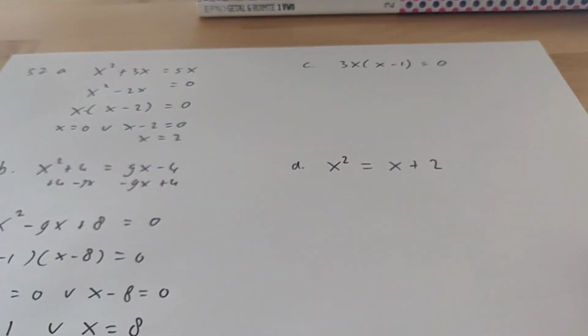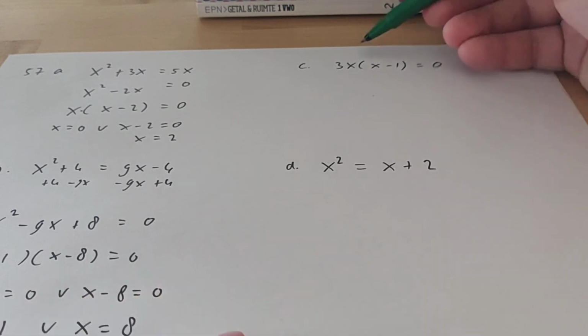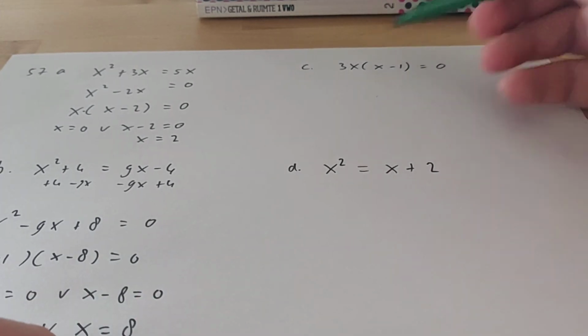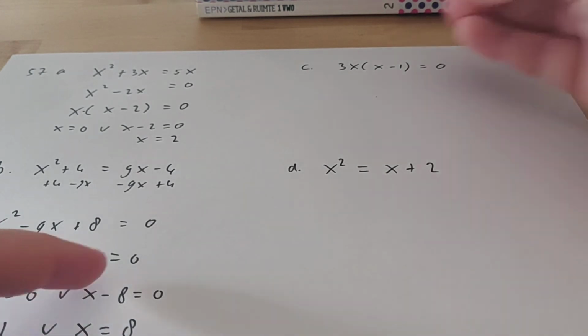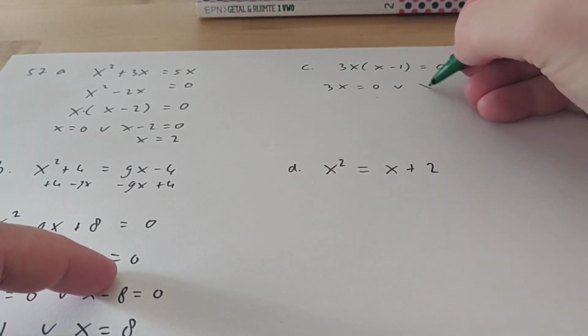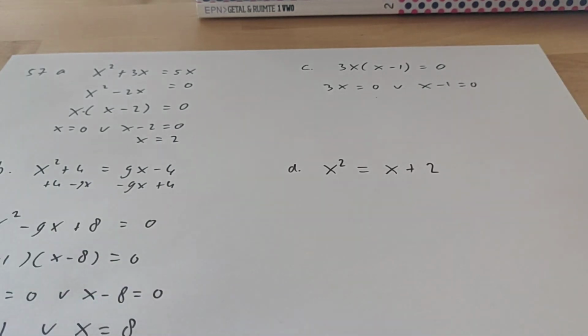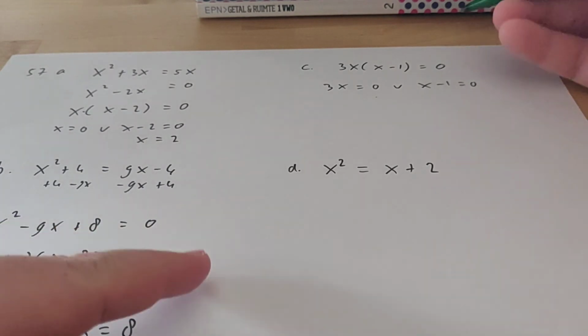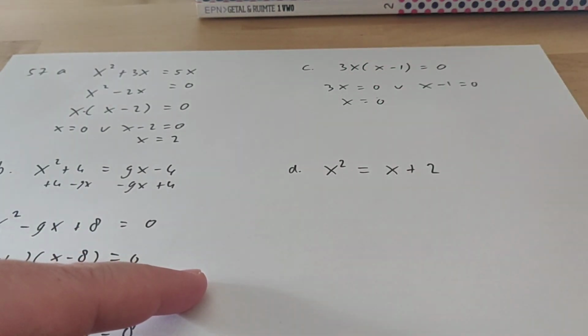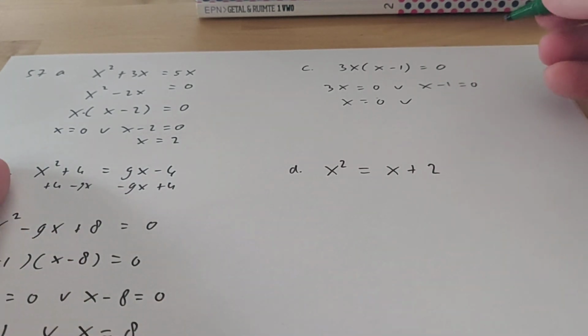Moving on to exercise C. Now this one is already in brackets and there's a 0 there. So then you don't have to work out the brackets because it's already done. So you can just say 3x is 0 or x minus 1 is 0. If you work out the brackets first, then you have to factorize it again. So you do double work. If 3 times x is 0, that means that x must be 0. And if x minus 1 is 0, that means that x must be 1.